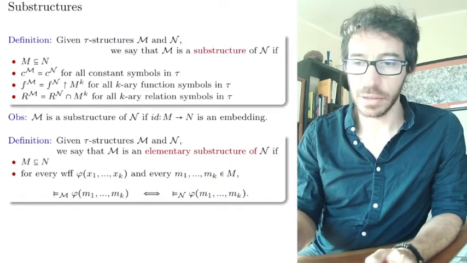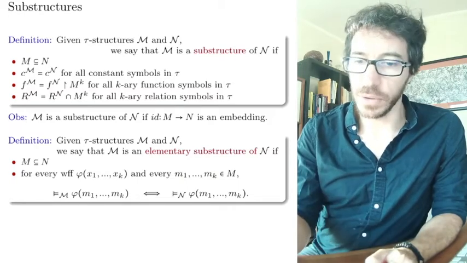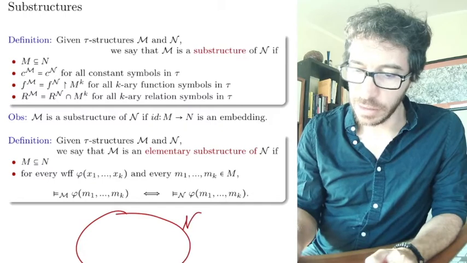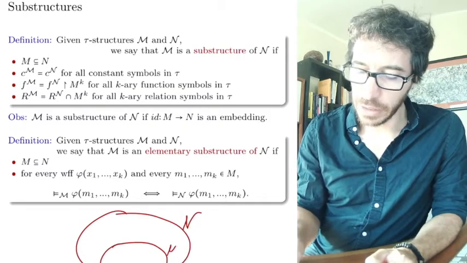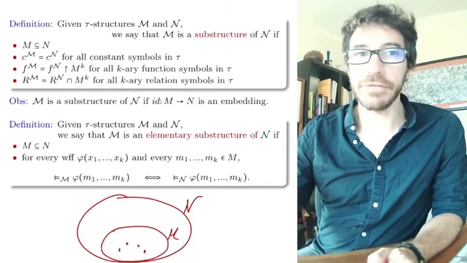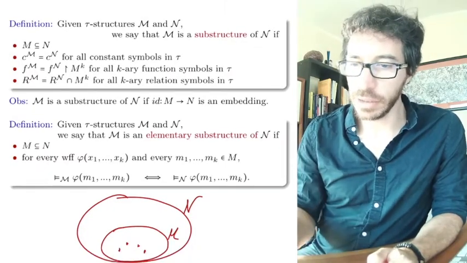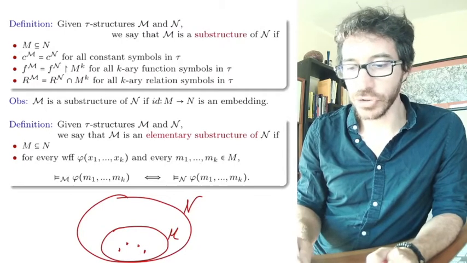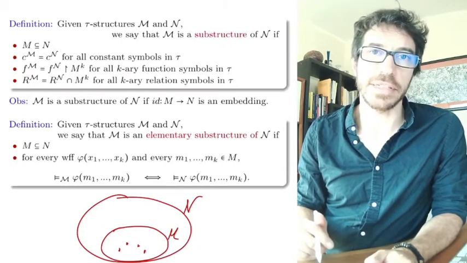in N. So I guess here we can think of this as our N, and here is our M, and these points M1, M2, M3, and M4 belong to M. If they satisfy the formula phi as interpreted inside M, they also satisfy it in N, and it actually is if and only if.